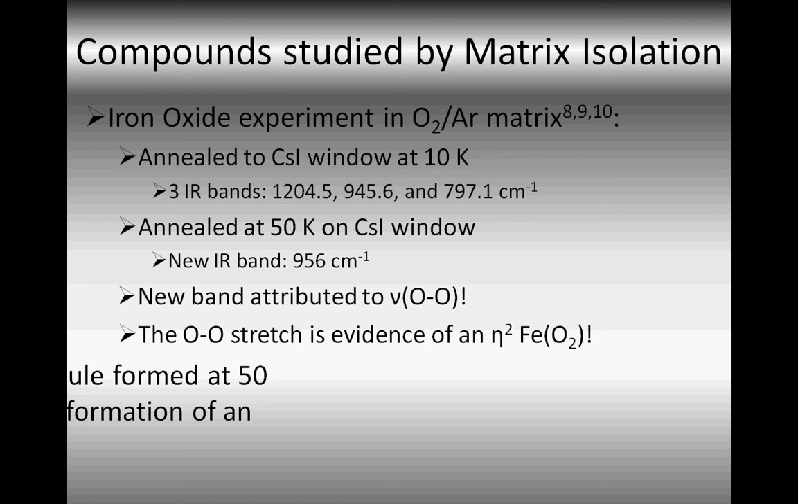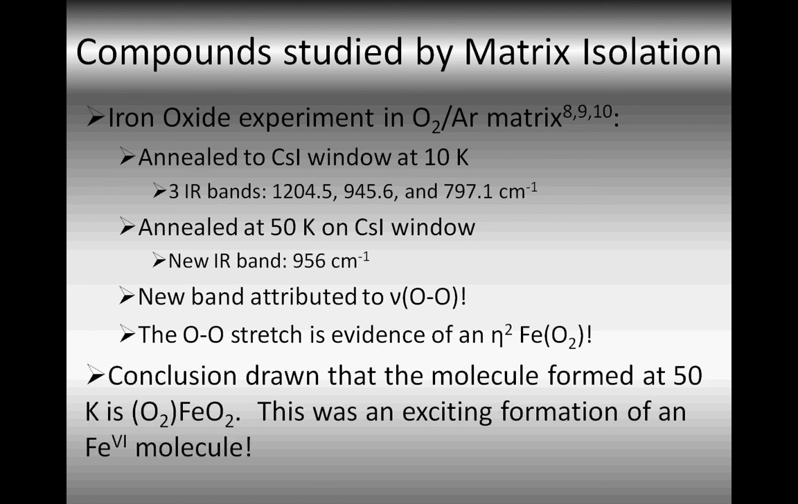and the OO stretch is evidence of an eta-2 iron oxo system. And so the major conclusion is drawn that the molecule formed at 50 Kelvin is this complex iron oxo species, which was actually a really exciting formation. It was one of the first iron oxidation states of 6, which is pretty neat chemistry that's actually modeled after some of the heme and enzyme chemistry that you'll see.